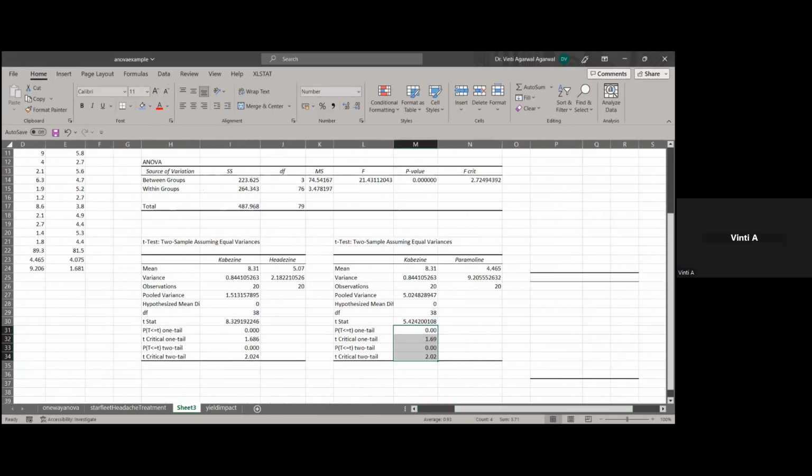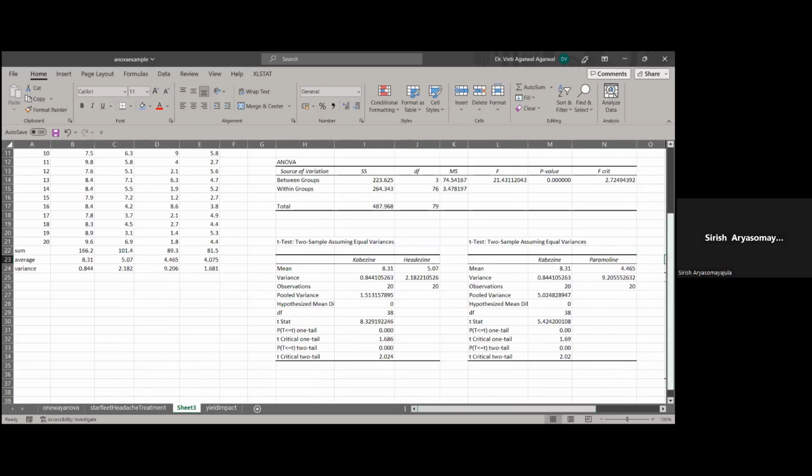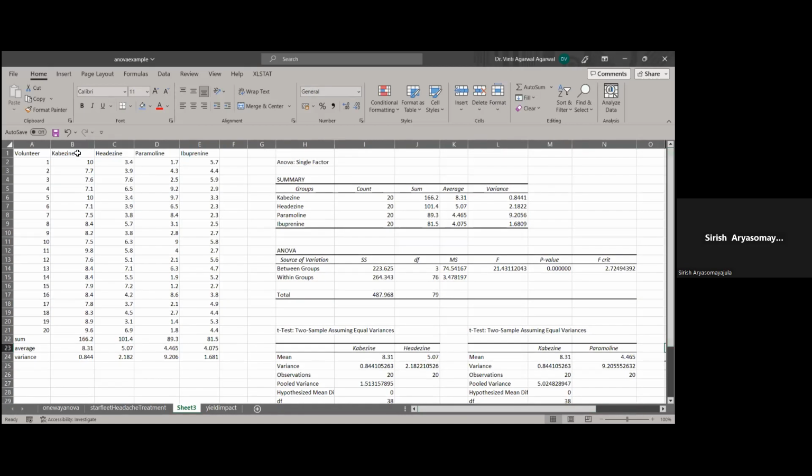Okay, similarly I can do it for whichever combinations that are there, right? So how many combinations am I going to have? 6. I'll have 6 combinations, right? So 6 combinations, I can actually t-test across all the different combinations that I have.